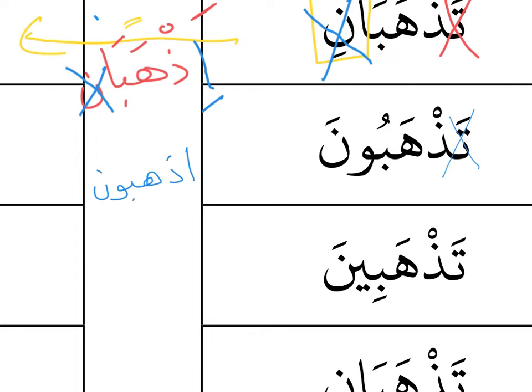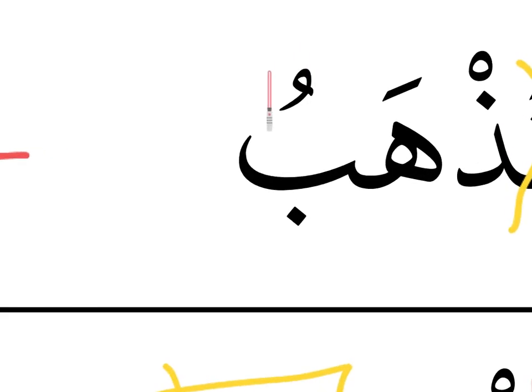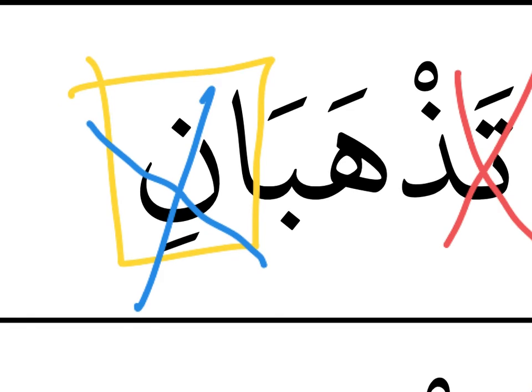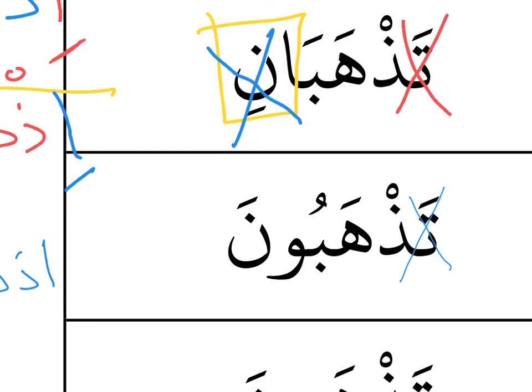Now the third step, you change the ending. The ending for anta is with a dhamma. We replace it with a sukun. For antuma, the ending is with alif and nun. So whenever you have this alif and nun, you remove the nun. But what about for antum? The fi'l mudari' for antum ends with this waw and nun.